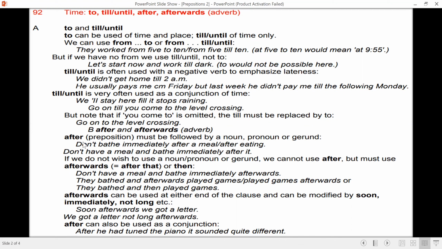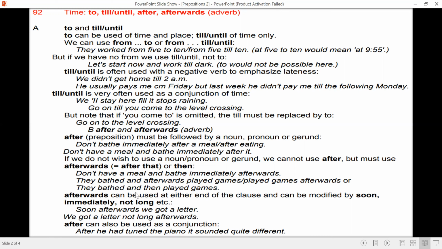Here are the examples as we have already discussed them. If you do not wish to use a noun, pronoun, or gerund, we cannot use after, but must use afterwards. What does afterwards mean? It means after that or then. Don't have a meal and bath immediately afterwards. All right, here afterwards does mean after that, or you can say then as well.